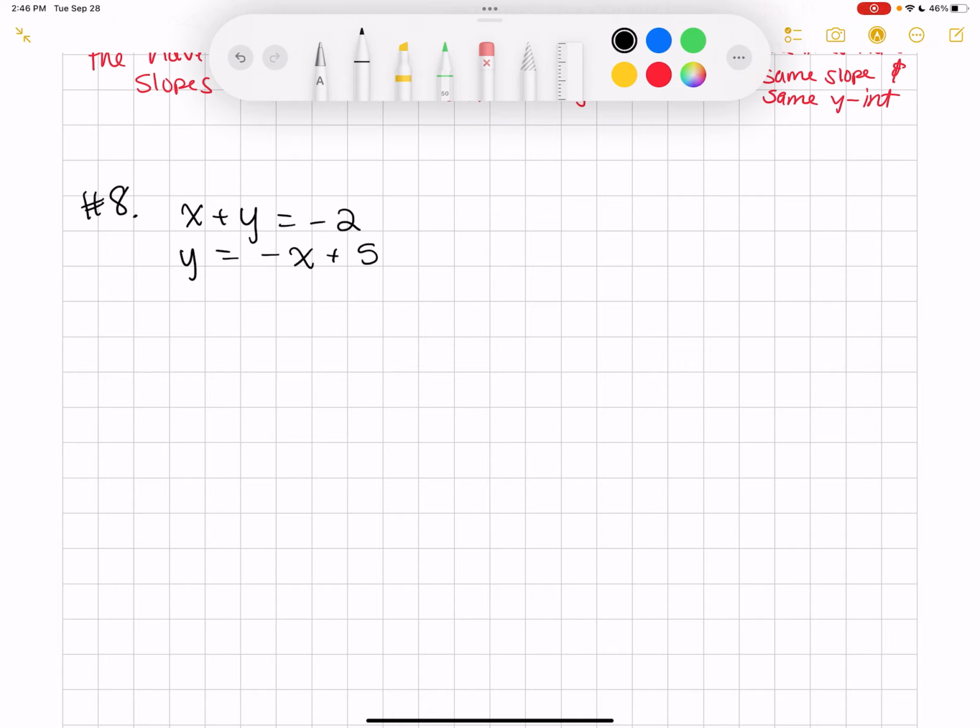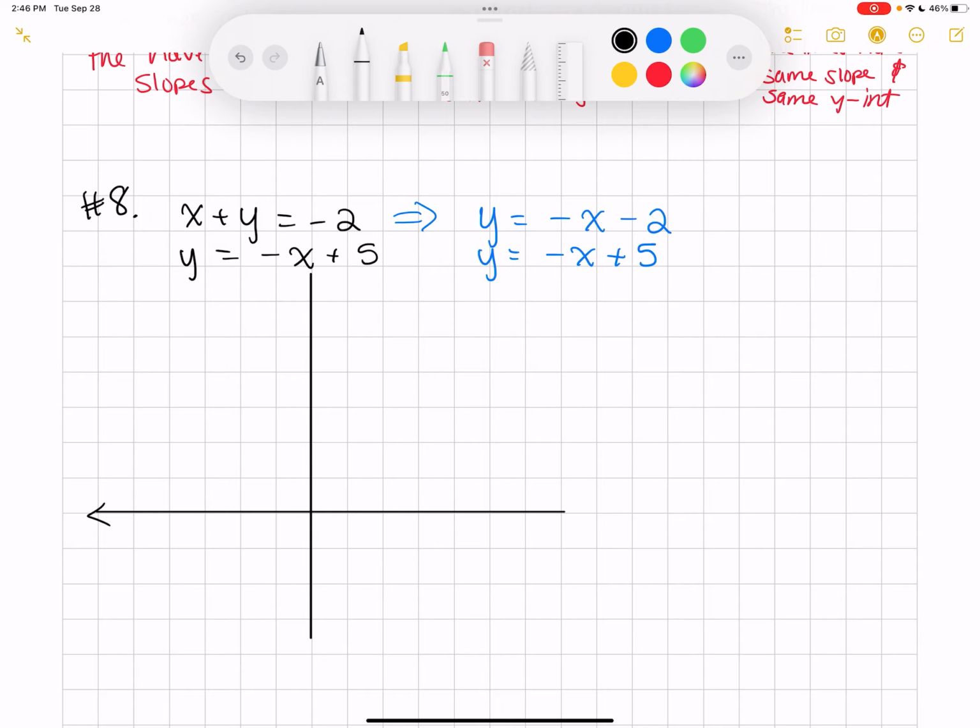You have to move the x over. So that one's going to be y is equal to negative x minus 2. And then I still have y is equal to negative x plus 5. Alright, so it says to graph it. So that's what we're going to do. The y-intercept of the top one will be negative 2. And it's got a slope of what? Down 1 over 1, or up 1, back 1.